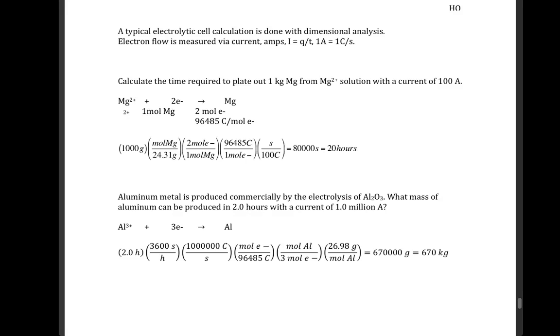A typical electrolytic cell calculation is done with dimensional analysis. Electron flow is measured via current in amps, where current, I, is equal to charge per time, or 1 amp is equal to 1 coulomb per second. Calculate the time required to plate out 1 kilogram of magnesium from an Mg2 plus solution with a current of 100 amps. Okay, so our reaction of interest here is Mg2 plus plus 2 electrons yielding Mg.